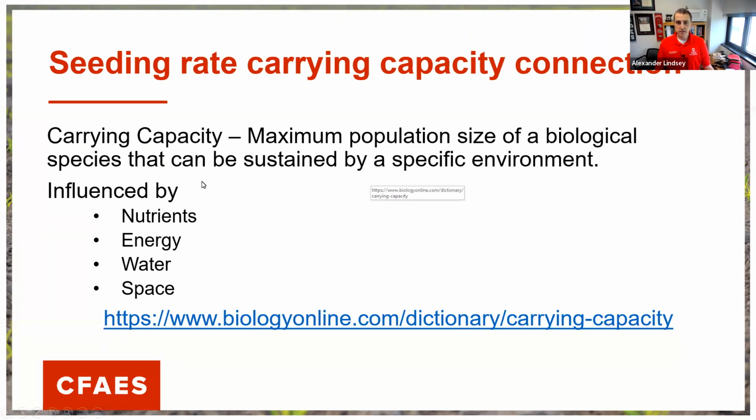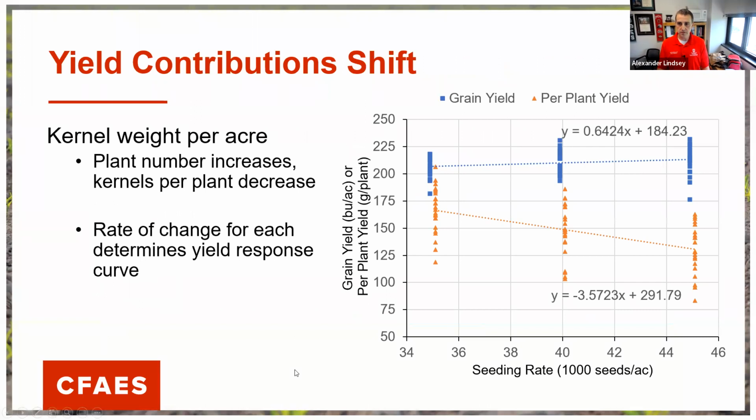And that's how we would determine our optimum seeding rate. We can think of seeding rate as basically a version of carrying capacity, or what's the maximum population size in a biological species that can be sustained by a specific environment. It's affected by nutrients, energy, water, and space. And so when we think about our carrying capacity from a seeding rate perspective, we are balancing this idea of decreasing yield per plant, as we see in the chart here with the orange triangles. As our seeding rate increases from 35 to 40 to 45,000 plants per acre, our yield per plant is decreasing.